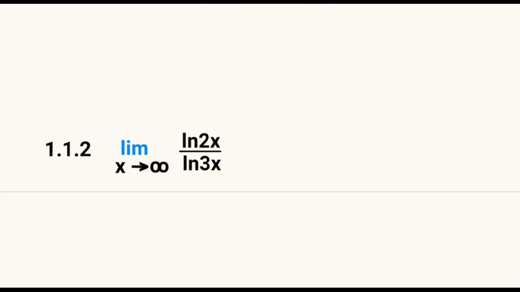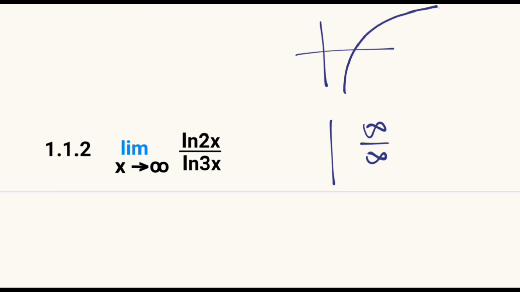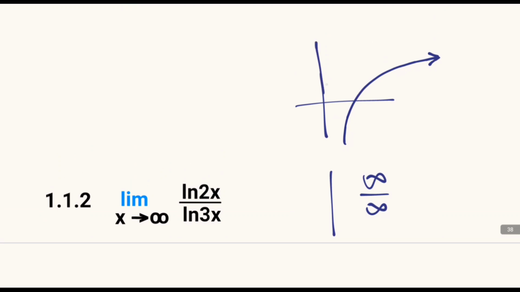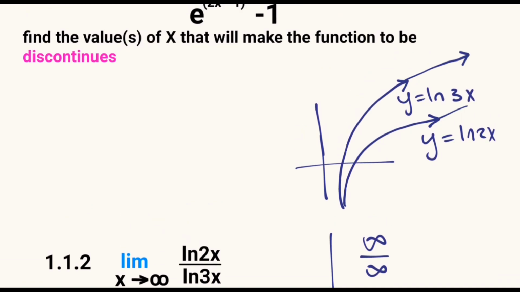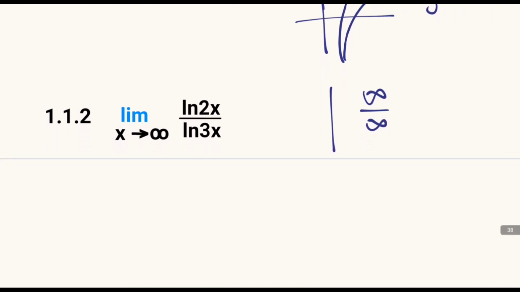Question 1.1.2, we have to evaluate the limit of ln of 2x divided by ln of 3x as x approaches infinity. This will be equal to infinity divided by infinity, because as x approaches infinity, y will also approach infinity for the function y equals ln of 2x, and the same applies for the function y equals ln of 3x. That's why we have infinity divided by infinity, so we have to use L'Hopital's rule.